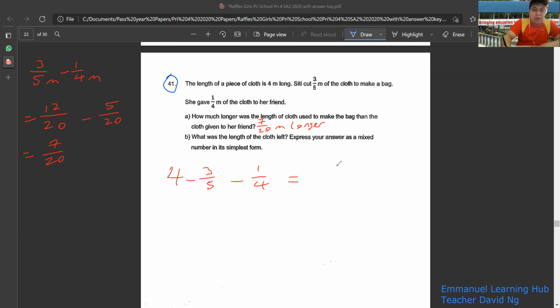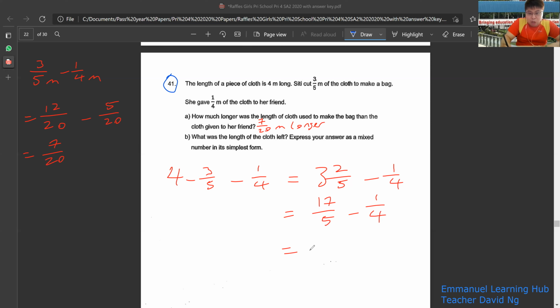Okay, 4 minus 3/5 is 3 2/5. Understand how I get 3 2/5? Yes. 4 minus 3/5, 3 2/5. This one will be 3 times 5, 15. 15 plus 2, 17.